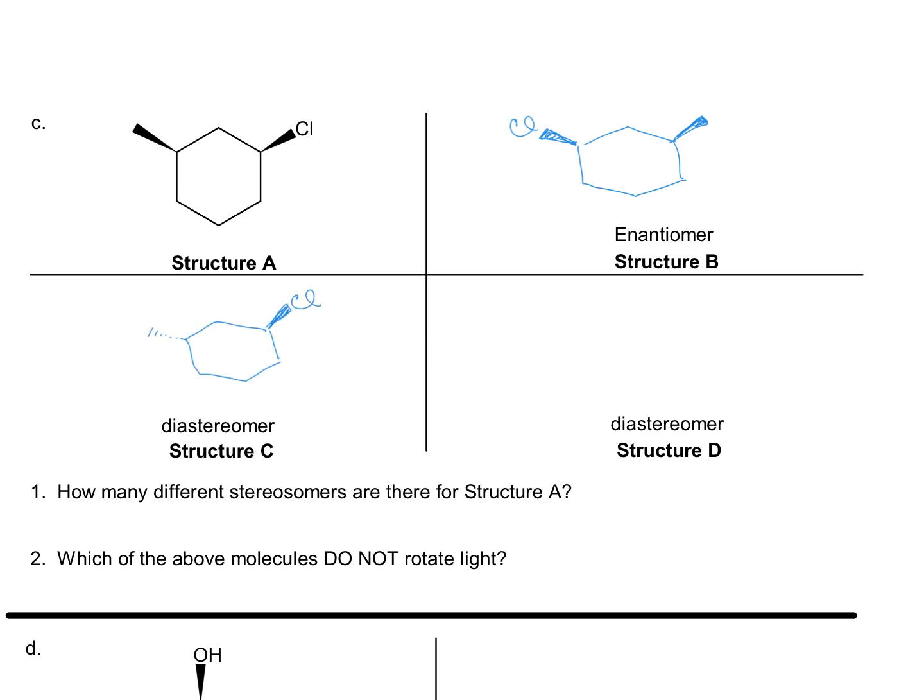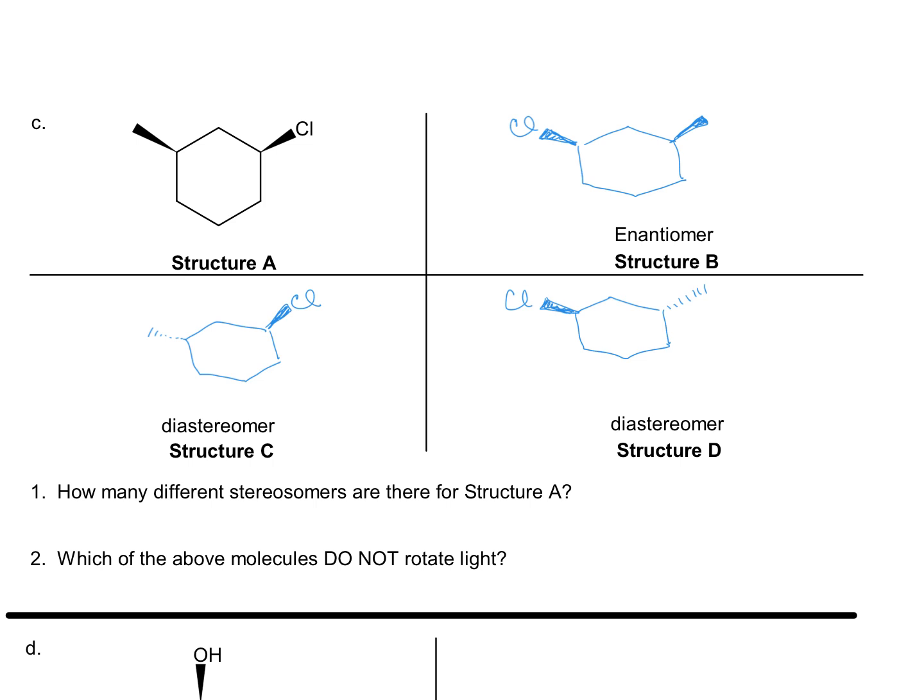And then to draw the other diastereomer, you're just going to draw the enantiomer of structure C. So in this case, this is what structure C looks like when it looks in the mirror. As we look at those four molecules, we hopefully recognize that none of them are meso because there's two different chiral centers. So there's not a possible plane of symmetry.